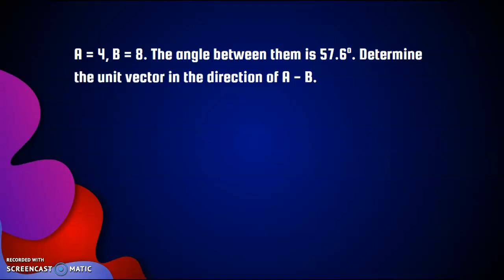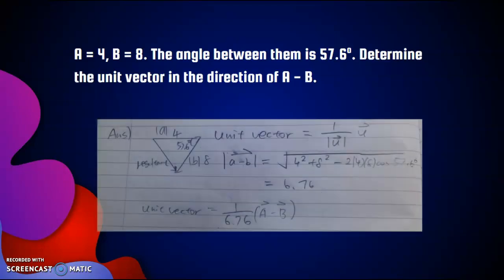Now let's try this question. If the magnitude of a equals 4 and the magnitude of b equals 8 and the angle between them is 57.6 degrees, determine a unit vector in the direction of a minus b. The answer to that would be the following.